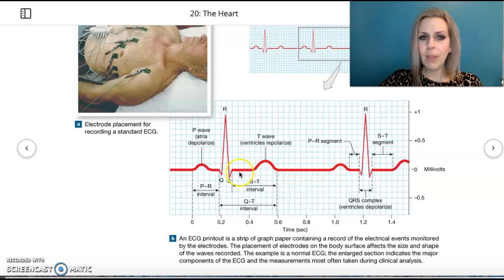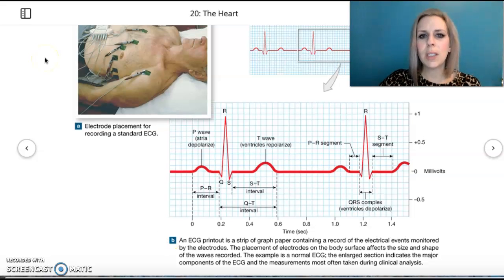Okay. Again, we're starting at this P wave. We're going to measure this PR interval. That's the first thing we're going to look for. Then we're going to look for our QRS complex. Does it look normal? Do we have a full Q and S wave? And can we measure this ST interval and see a full T wave where our ventricles will repolarize?